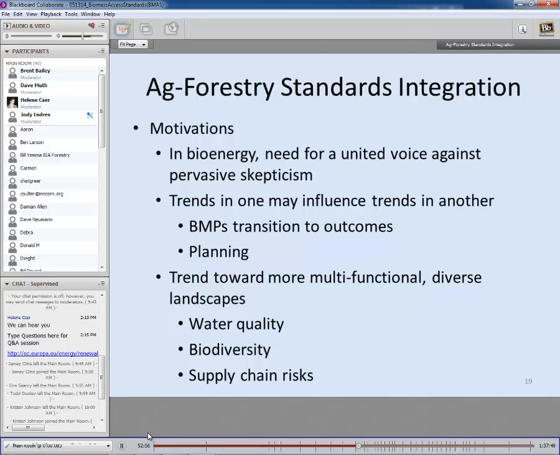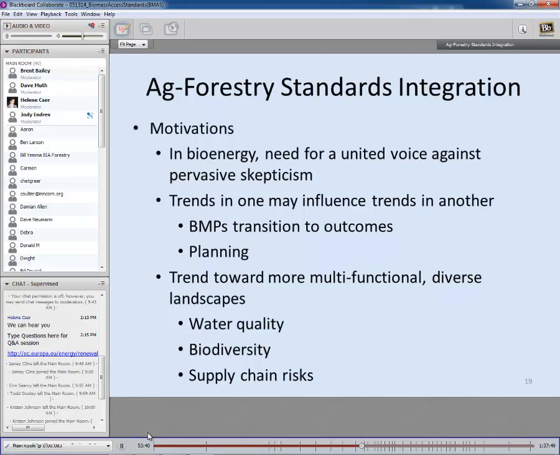So there needs to be a united voice that at least provides a balance against what has really been pervasive skepticism of bioenergy out there. Also, trends in one influence another. So you have, for example, this idea of transitioning BMPs into more outcome-based measurements, but BMPs are prevalent both in forestry and in agriculture, but in forestry in particular. And this idea of planning, because there is planning in forestry, not so much in agriculture, so there's a lot to learn from what the other's doing, and trends in the future for what will be done.